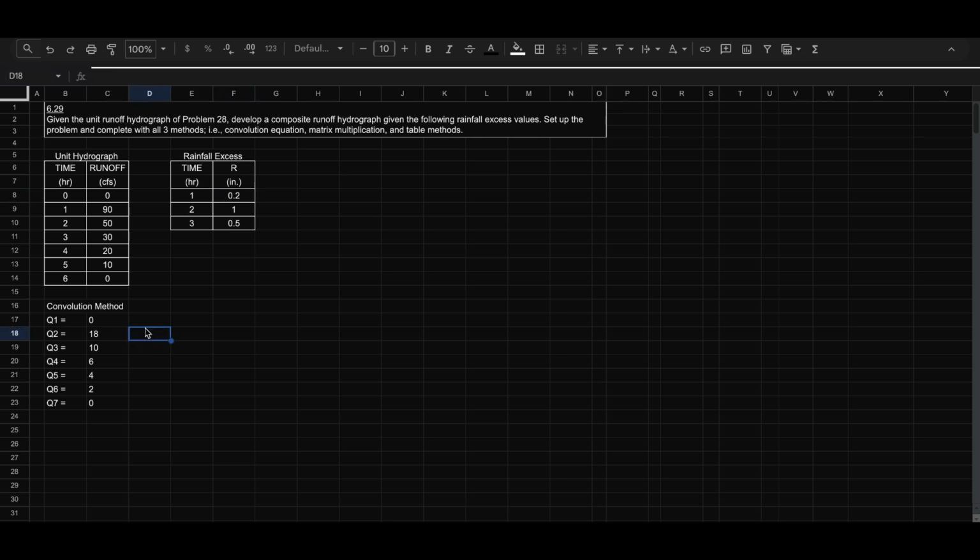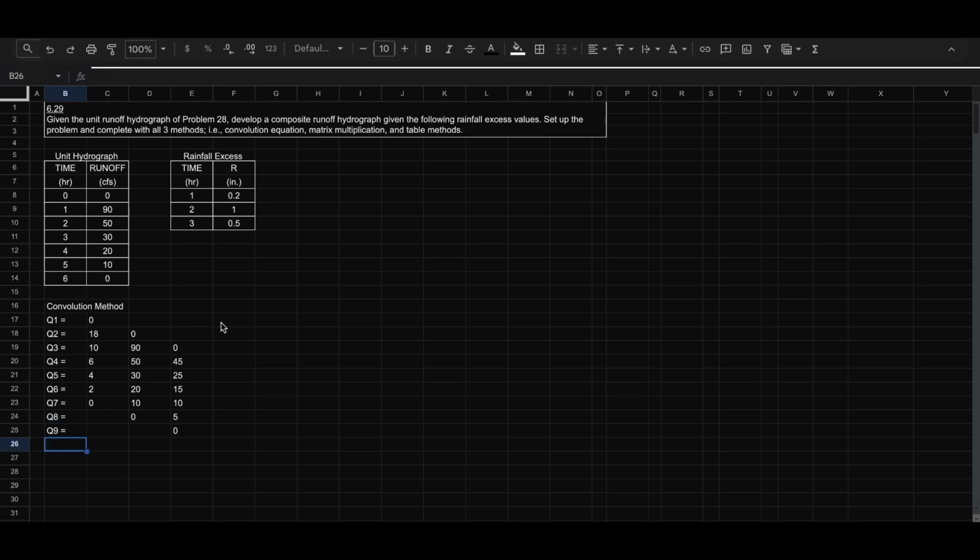Now you do the second rainfall volume, which is going to be equal to 1 times all of this, which is going to end up being just the same values as the unit hydrograph, times just the first one, and then drag it down. And the last one is going to be the same approach. Let's F4 that times the first, and then drag down. So this will be Q8 and Q9.